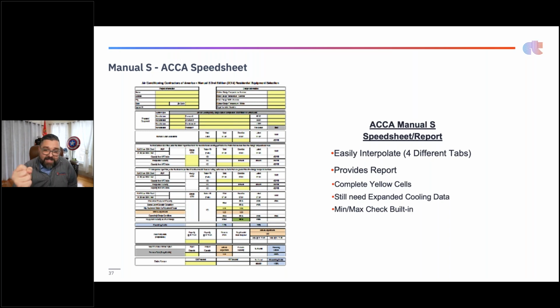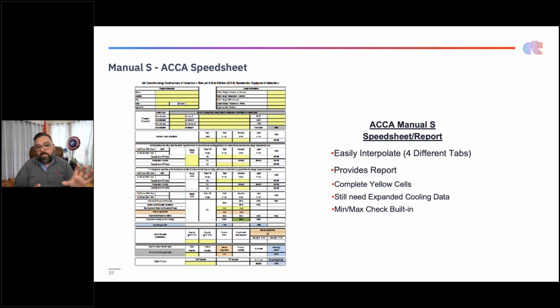What I highly recommend is you just Google ACA Manual S speed sheet, and it's going to bring up the ACA website, and you can download this Excel document for free. It's basically any yellow cell you can fill in. One thing I want to make sure you note, if you're doing this for heat pumps, make sure line 11 is a drop down and it asks you the type of system you're actually interpolating for. Is it a single stage heat pump? Is it a multi-stage? Is it a variable speed? Is it an air conditioner or a heat pump, right? Is it a furnace?